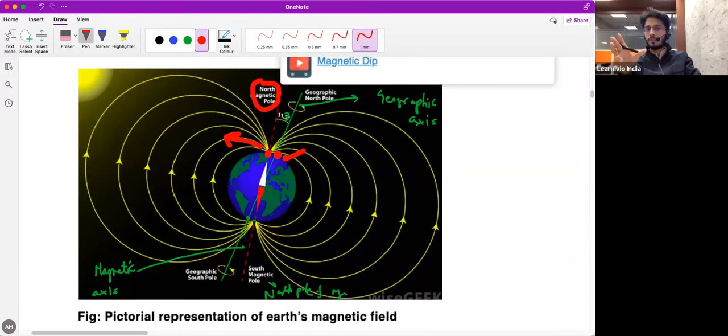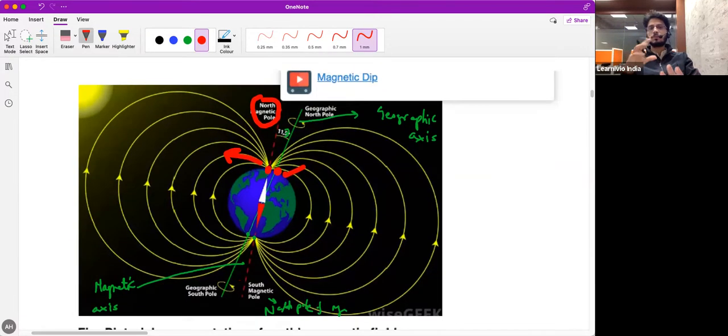Just to avoid that confusion, we just write that this is magnetic south pole, but actually it behaves like the north pole of a magnet. So this is the Earth's magnetic field. Now, there are a few elements of Earth's magnetic field.